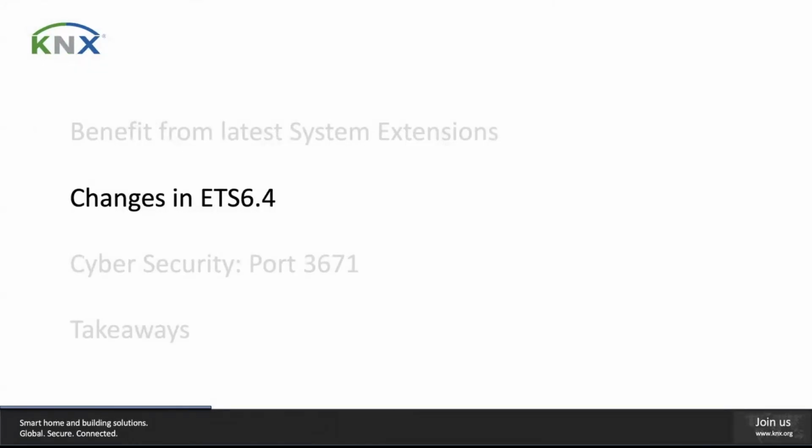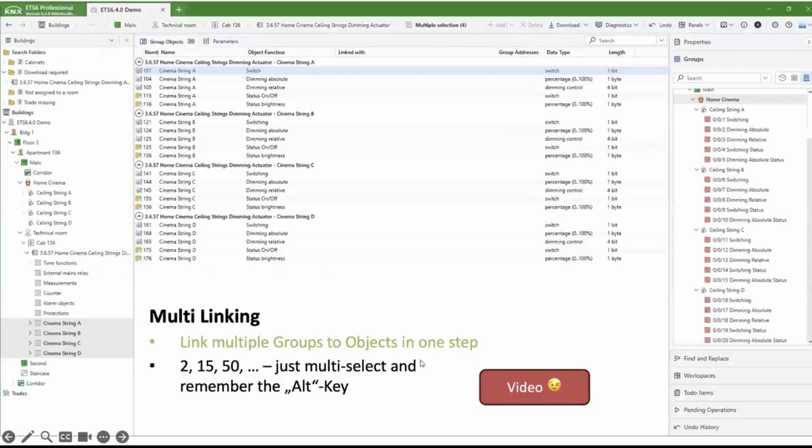ETS 6.4 has been out for a few months now, came out earlier this year, and does offer some specific enhancements over ETS 6.3. So let's have a look at those. The first one is multi-linking, and this is a big step forward in efficiency for how we can link objects very quickly. So it basically allows us to take a bunch of similar objects.